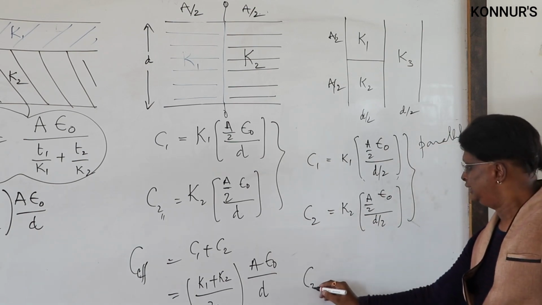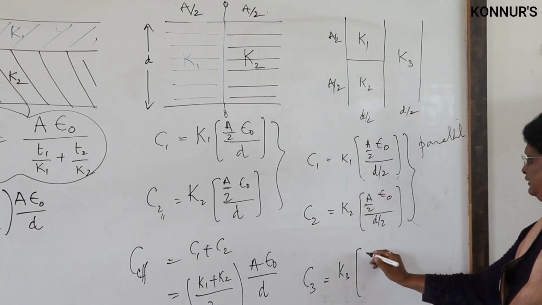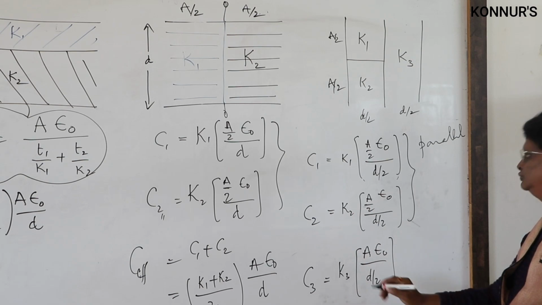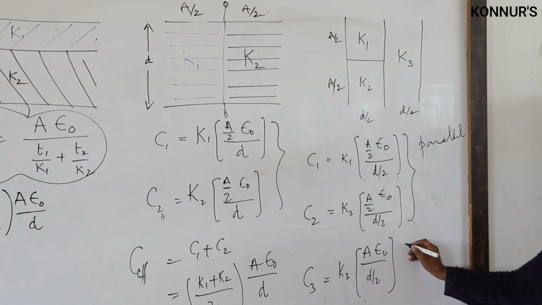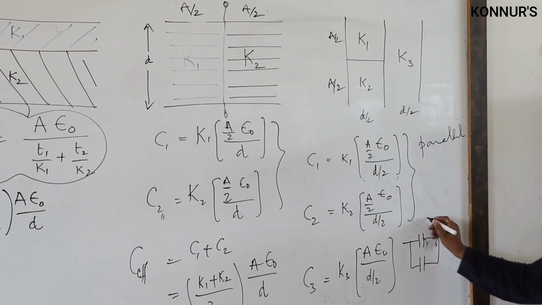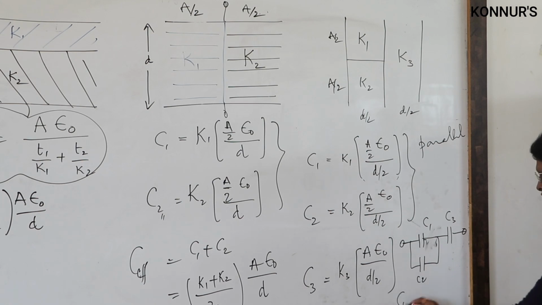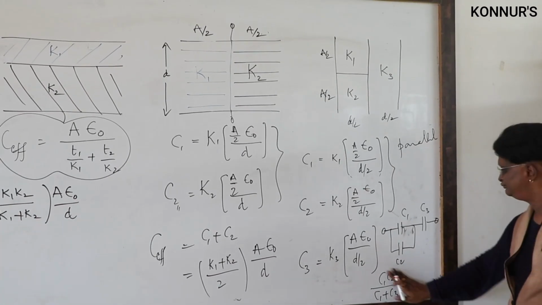And now what about C3? C3 is equal to K3 times area A epsilon naught and the distance term is D by 2. Now complete arrangement, what is that you observe? Now here this is nothing but C1 and C2 parallel, and for that combination C3 will be in series. So final answer is C1 C2 by C1 plus C2 is this combination.